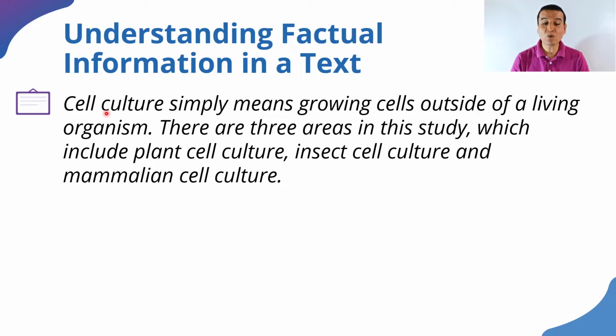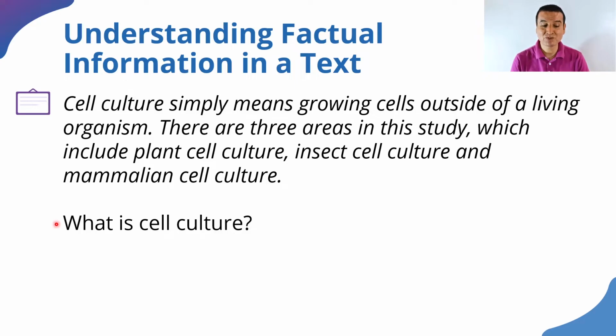Cell culture simply means growing cells outside of a living organism. There are 3 areas in this study, which include plant cell culture, insect cell culture, and mammalian cell culture. So that is the information that we have. What kind of questions can we ask about that text? Let's see some examples. You may already have some, but let me give you. Because the text defines cell culture, one factual question could be, what is cell culture? Because that is something that is answered in the text. Cell culture simply means, etc.